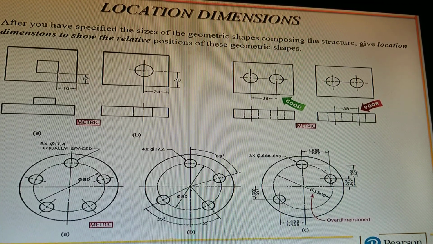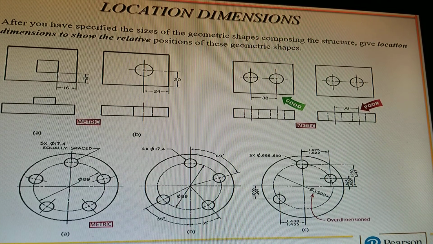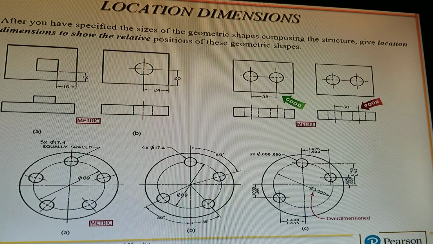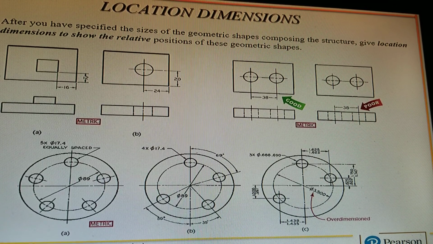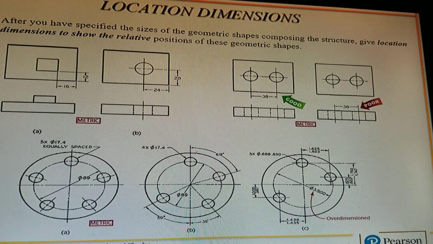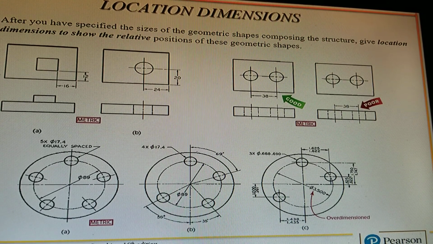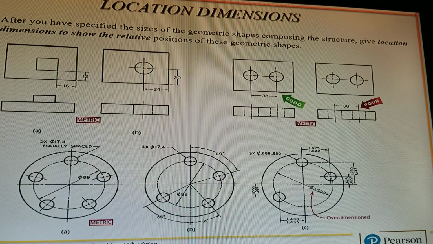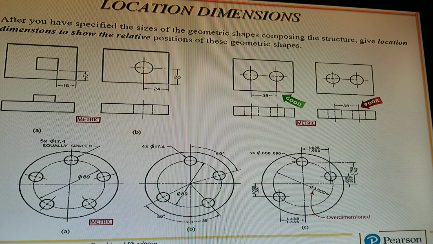And on the right hand side, in C, you've got an extra dimension in there, and it's marked as over dimensioned. So, yeah, bolt circle, I guess you could locate that bolt circle using that dimension on the right there, from the center line up to that top hole.